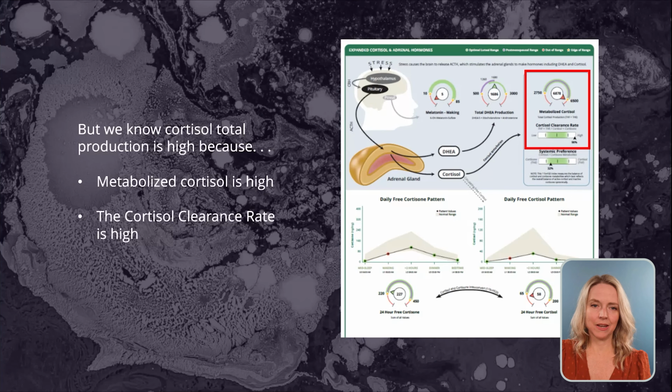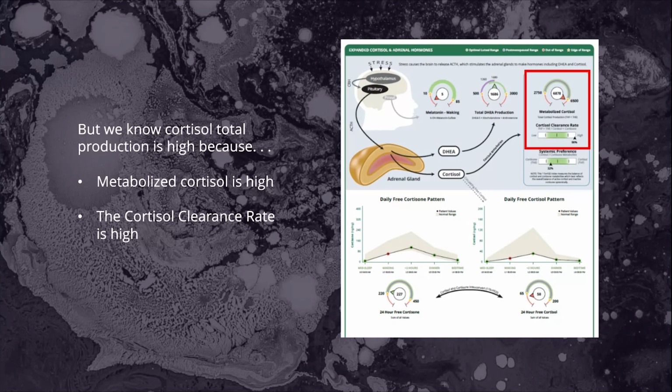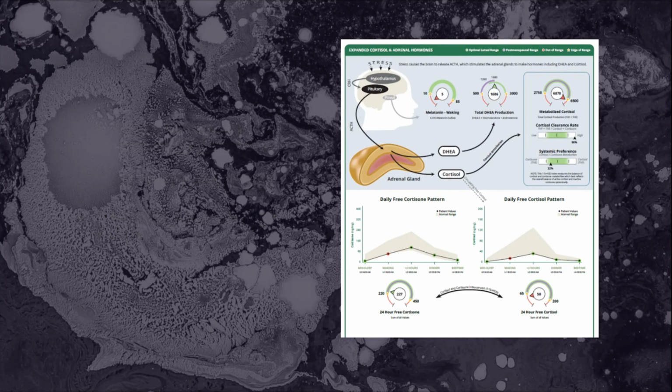The true assessment is that cortisol production is high, and the low free cortisols are an adaptation to high cortisol production. Common causes of high cortisol clearance rate are insulin resistance and inflammation. So we already know we want to start turning over some stones in that direction.